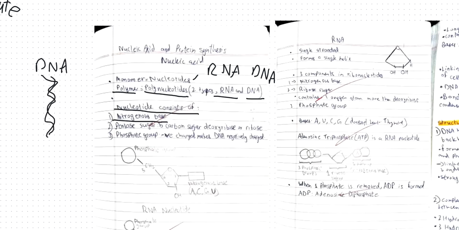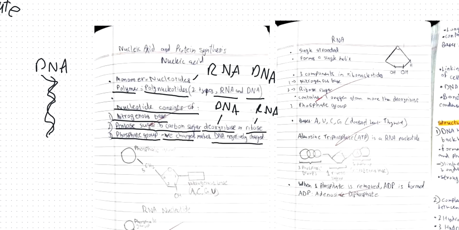Pentose sugar is a 5-carbon sugar. It can be deoxyribose or ribose only. If it's ribose, then you'll have RNA. If it's deoxyribose, then you'll have DNA. And you'll also have a phosphate group. Remember, this phosphate group gives the DNA or RNA the negative charge that it needs. And because of this phosphate group, the DNA or RNA is negatively charged.